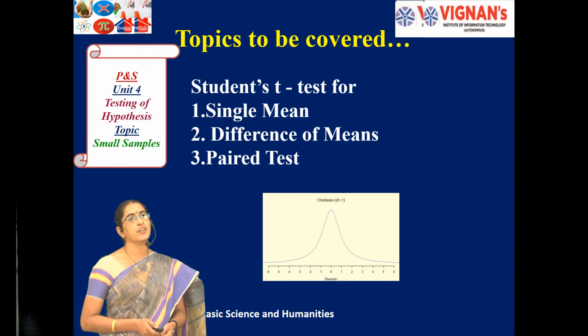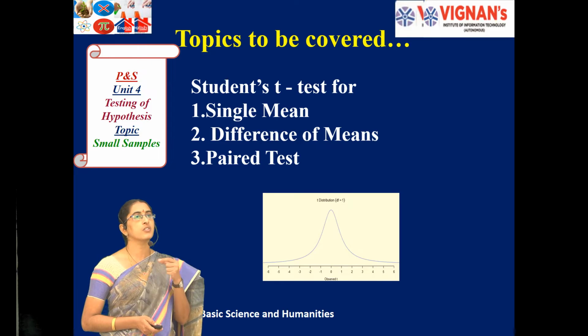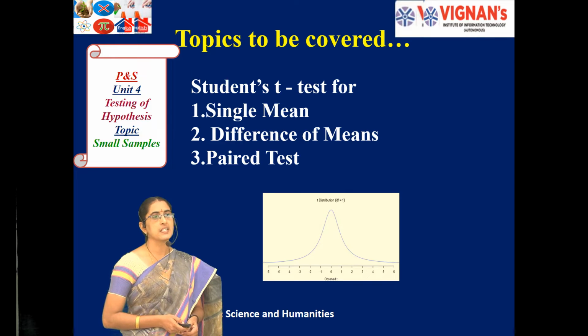So where can we apply this student's t-test for single mean? Suppose I want to measure a particular length of a product, and the samples are of size less than or equal to 30. Whether all the samples are meeting their specific measurement or not, that we have to test. There we can use this small sample test for single mean.